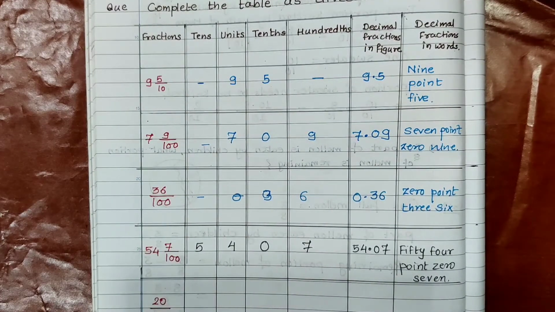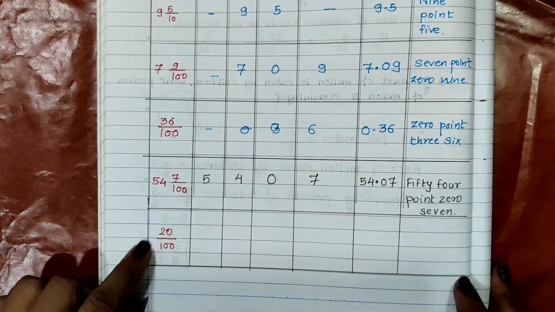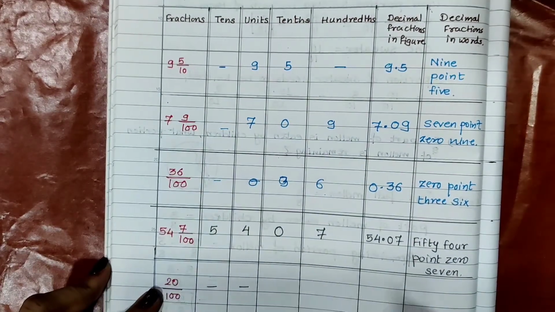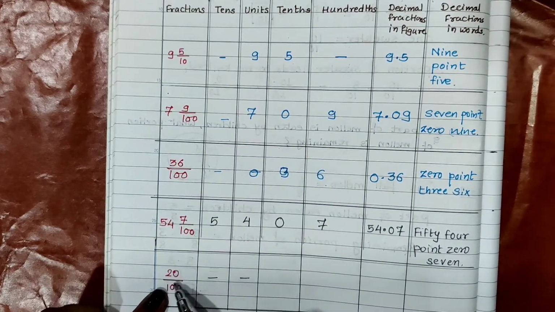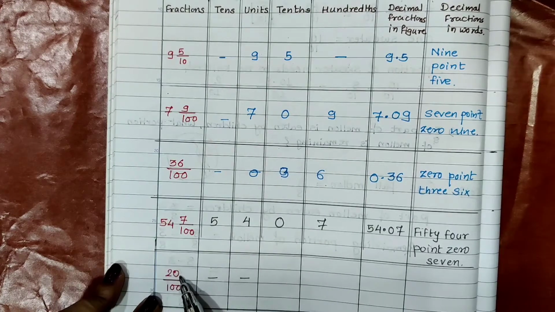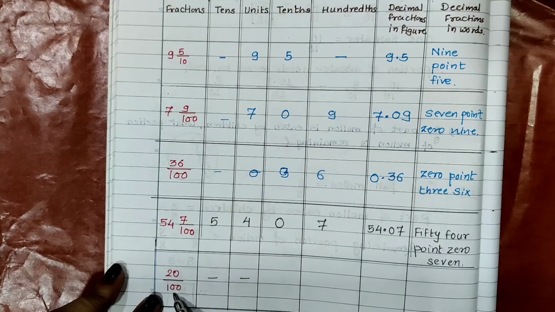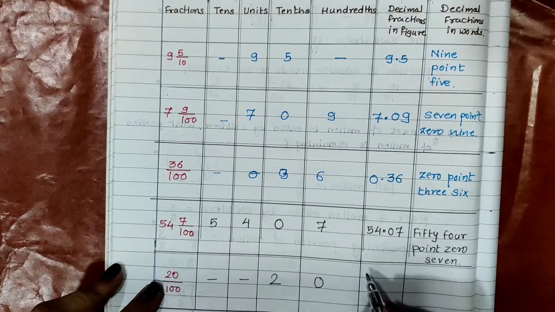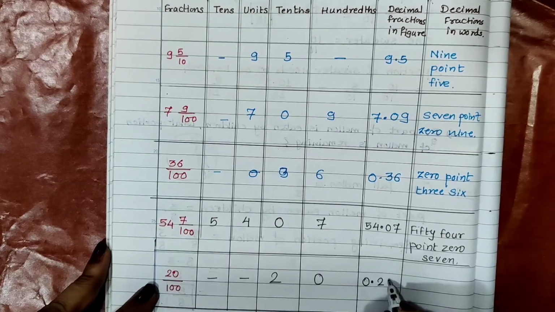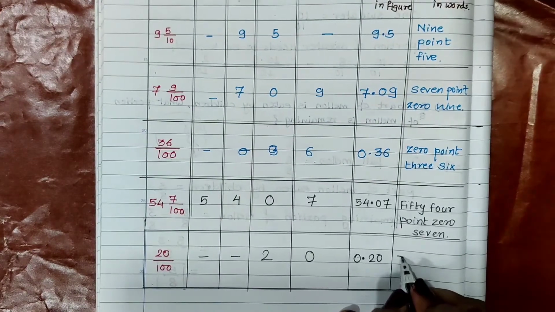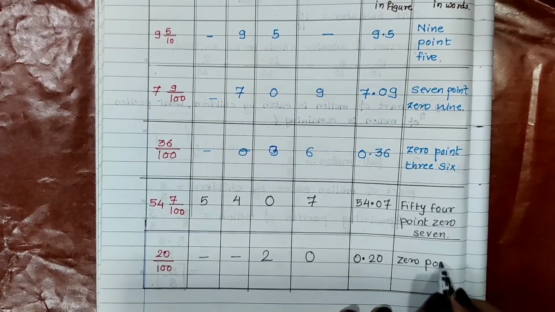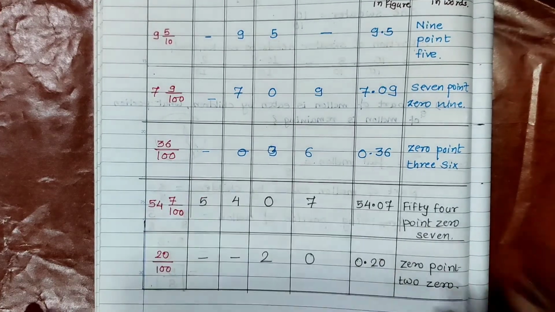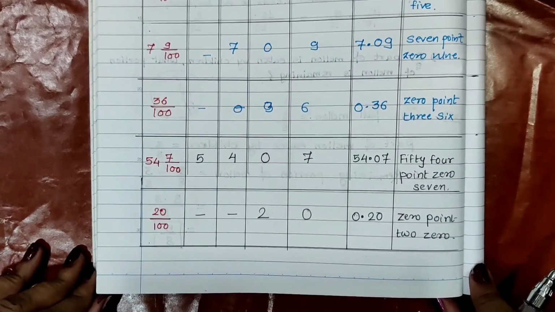Now next one is 20 upon 100. So integer is not there, so nothing will be there in tens and unit place. Now 20 upon 100, 2 digits are there, and in denominator 2 zeros are there. That means 2 will be at tens place, 0 will be at hundreds place. Answer can be written as 0.20. And how to read it as 0.20. In this way, last two rows we will have to fill in this question.